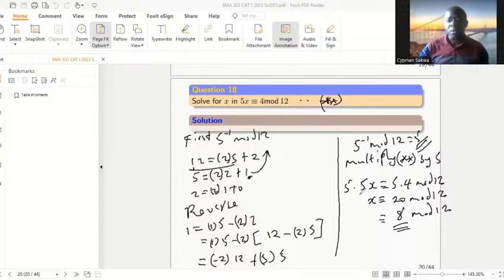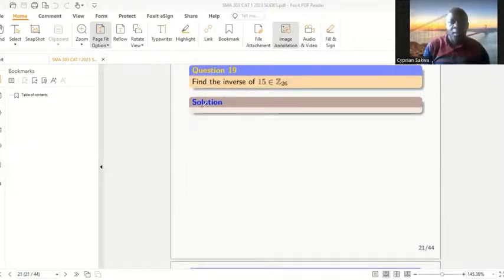I want us to proceed and do another question. But first of all, let me clear this. Let us now look at this question 19. This question is just the same as find the inverse of 15 mod 26. We will do these questions. But let's just do it.